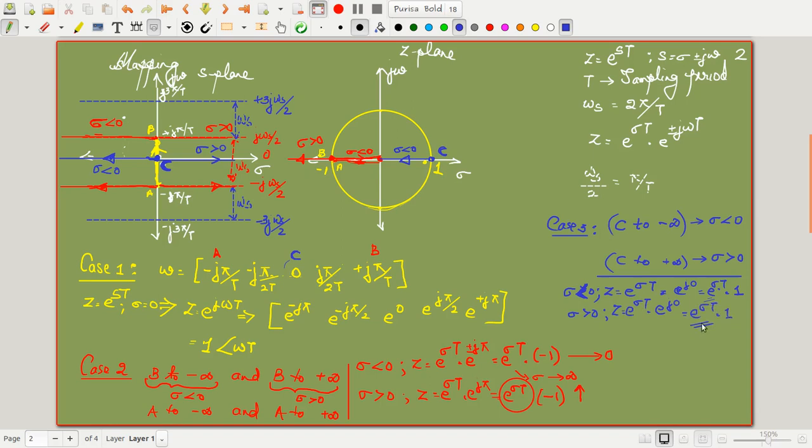This term will be increasing. This term will be increasing to infinity, right? That means it is going outward from C. That means it is going away from the unit circle when sigma is greater than C. Okay, so that is what we have to see.